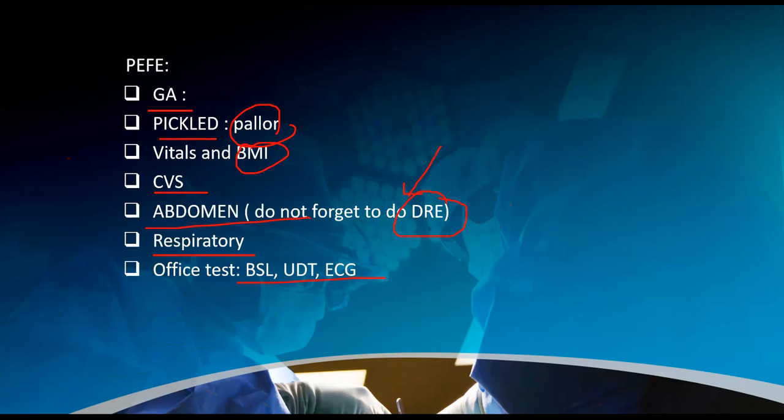Now, when you ask for the vitals, what is the important thing you should ask here? Postural blood pressure, because the patient has dizziness. Any patient having dizziness, always in the vitals, ask for postural blood pressure.